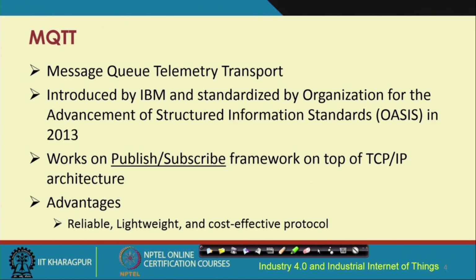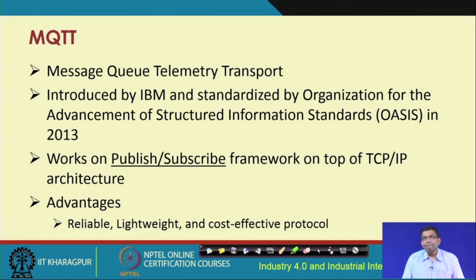The advantage of MQTT is that a publish subscribe framework has been proposed, which is very suitable for IoT, because IoT devices typically would be sensing and publishing data, and you need to take help of the subscribers, the clients, etc., who will try to pull the data out of the published data that is buffered somewhere in some agent. This kind of architecture is suitable for IoT, and it has the advantage of being reliable, lightweight and cost effective.